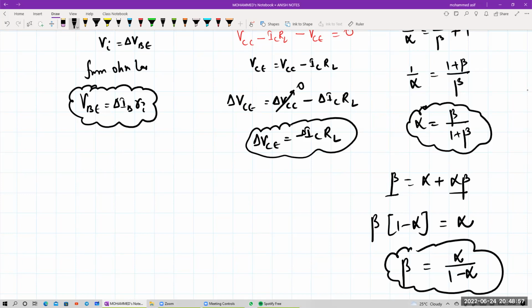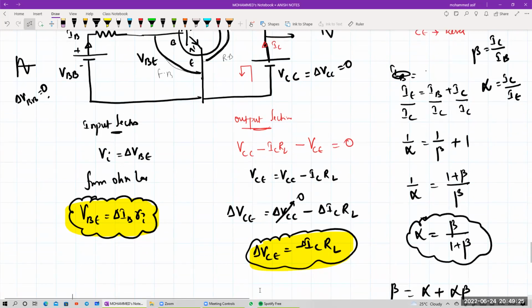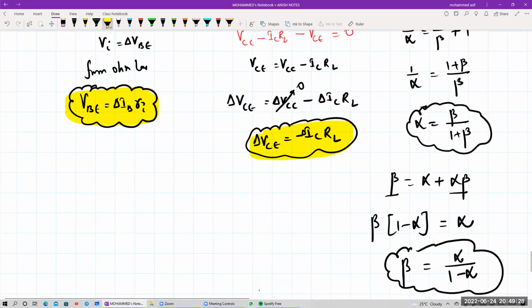So in the transistor as an amplifier, we need to remember that input potential is given by this formula and output potential is given by collector and emitter. Input is between base and emitter, that is base current into resistance. Output potential is between collector and emitter. That means VCE is equal to the change in the collector current into RL. RL is nothing but load resistance. Okay, very important relations. Yes, sir.